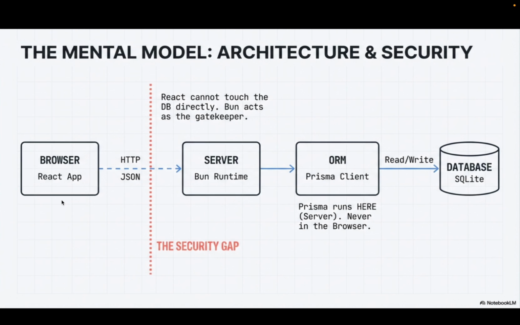We'll have our browser, which is going to be our React app. It's going to send requests to our Bun server, and then the Bun server is what talks to our Prisma client, the ORM, and then that will talk to the database. Prisma always runs on the server, never in the browser, and that's the first thing most beginners misunderstand.